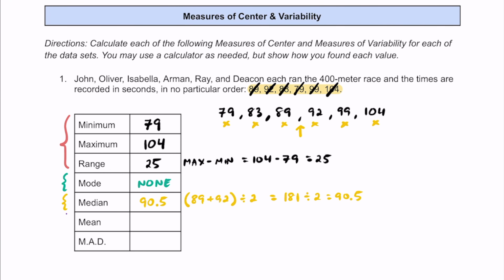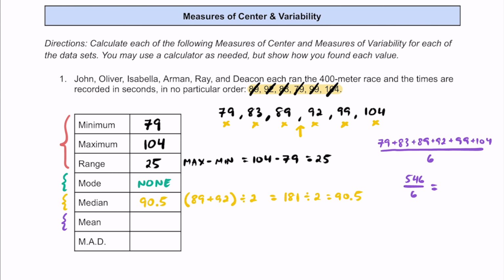Moving on, let's see if we can find the mean. Now this also means the average. So let's go ahead and find the average. We're going to take each of their times, 79 plus 83 plus 89 plus 92 plus 99 plus 104. We're going to add them all up and then divide by how many people there are, which is going to be 6. If we add up all the times, we're going to get 546 seconds. If we split those evenly amongst those 6 different runners here, let's see what that's going to be.